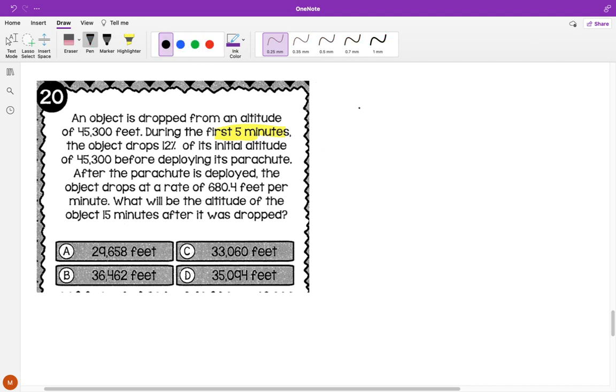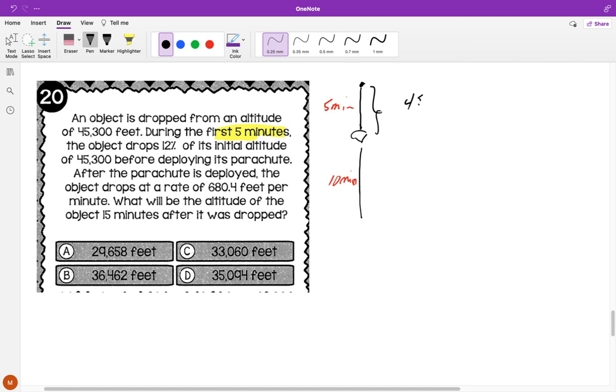So we have this object that was dropped. It's free falling for 5 minutes. Then it deploys its parachute. So here's this, imagine it's a parachute. And then it drops for an additional 10 minutes because it's 15 in total. So what is the altitude of the object after it was dropped? How high is it now? The first thing we're going to do is figure out how far did it drop initially when it was set off without a parachute?